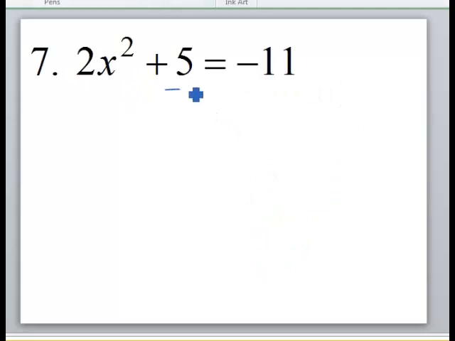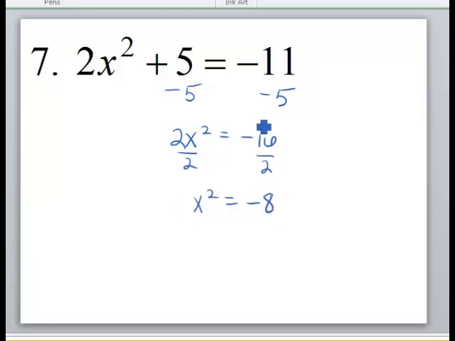On this next problem, I will subtract 5 on both sides to get the x squared by itself. That gives me 2x squared is equal to negative 16. Divide by 2 on both sides. x squared is equal to negative 8. When you square root both sides, there is no solution to this. There are no real roots because nothing times itself will give you a negative 8. So we need to write the answer, no real roots. We cannot square root a negative number.